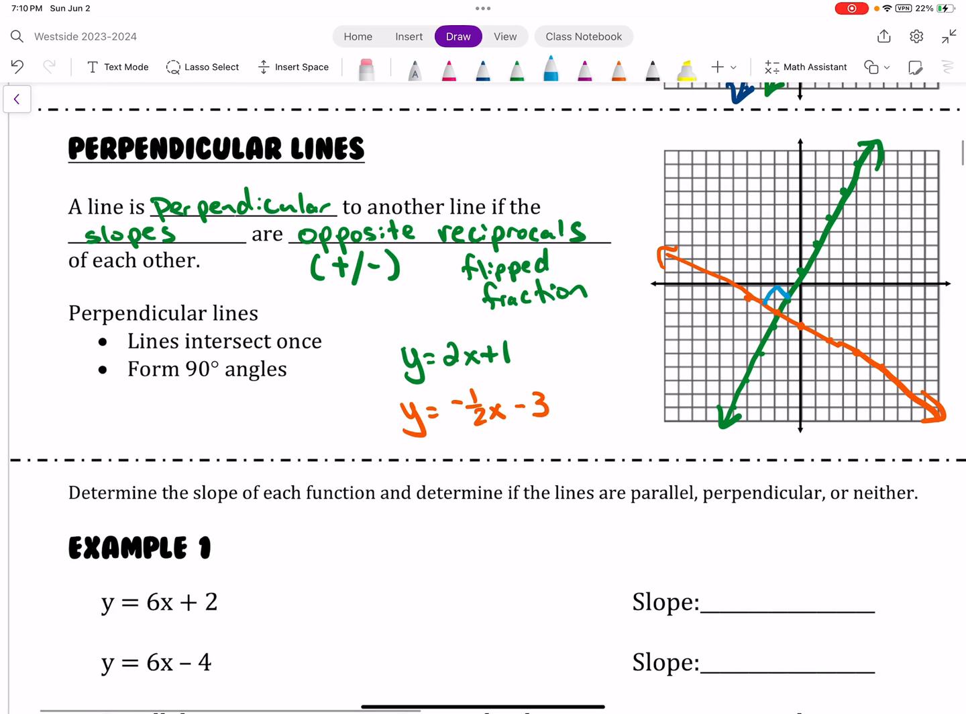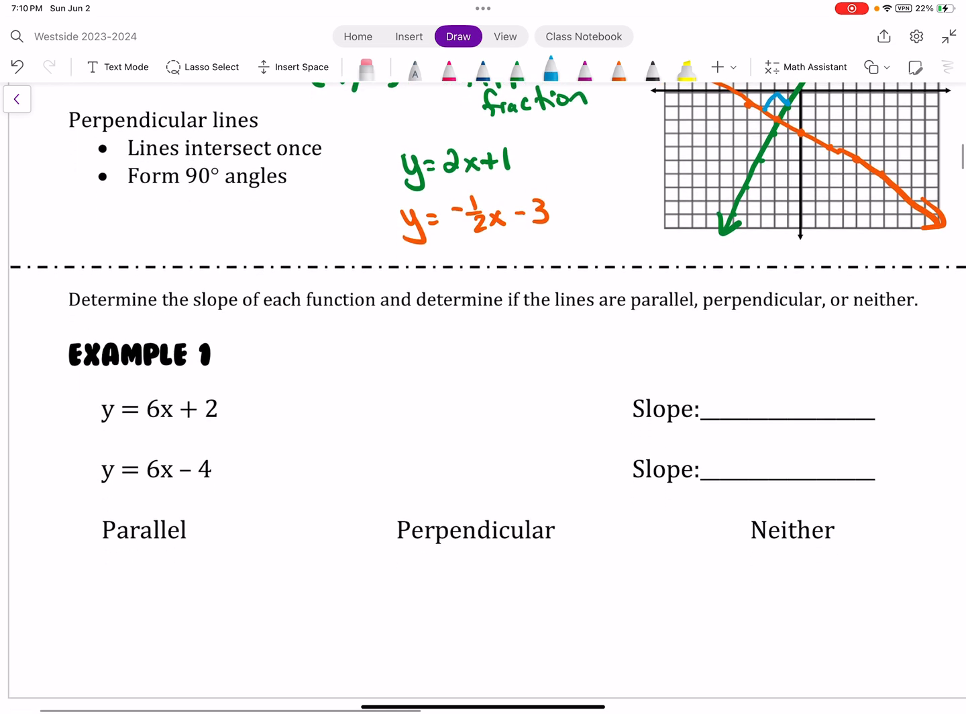In order to determine if something is parallel, perpendicular, or neither, you need to start by determining the slope of the equation. The slope is that number that is before x. So these are 6 and 6. Then you have to ask yourself, are those the exact same? Are they opposite reciprocals, or are they neither? On the top one, my slope is 6. On the bottom one, my slope is 6. So those would be parallel because those are the exact same.